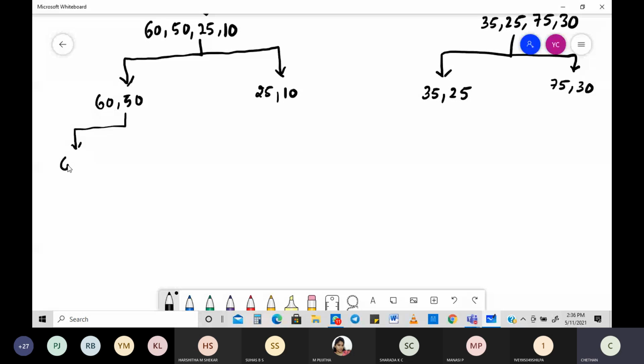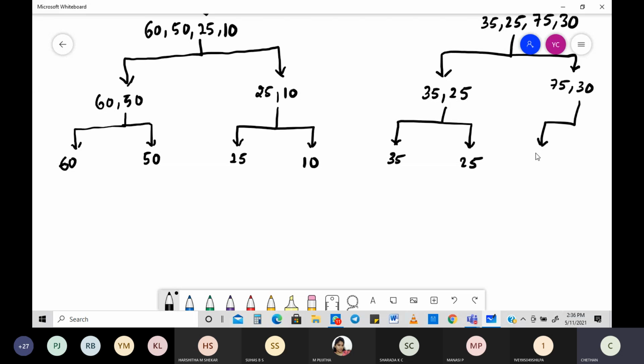So this will become 60 and 50. This will become 25 and 10. This will again become 35 and this will become 25. 75, this is 30. This is all done. Okay, this is all done.